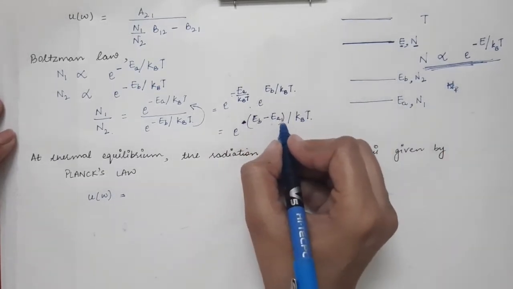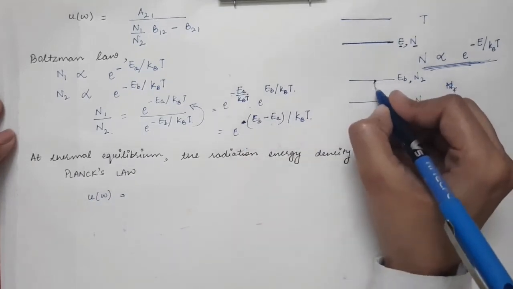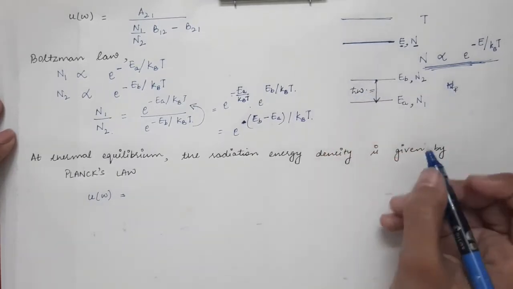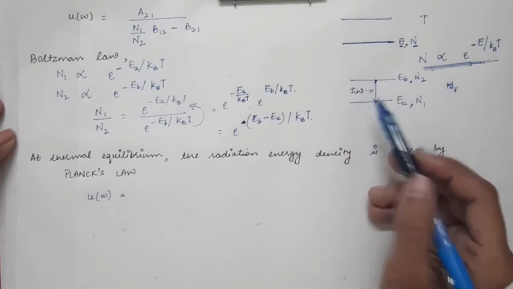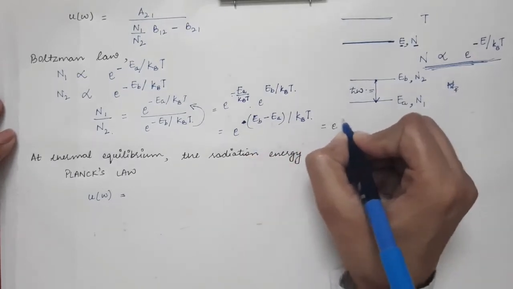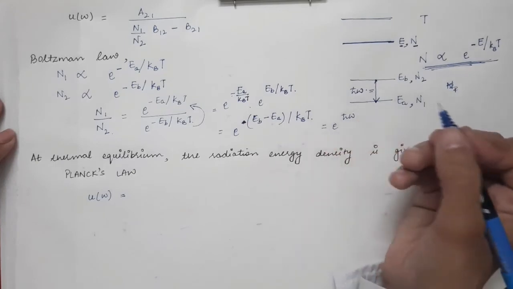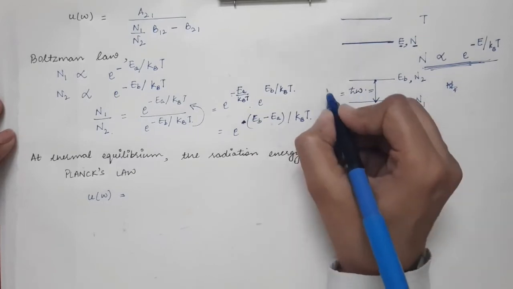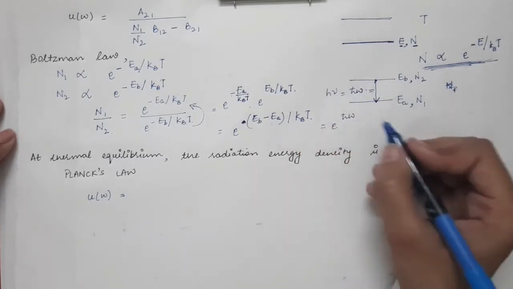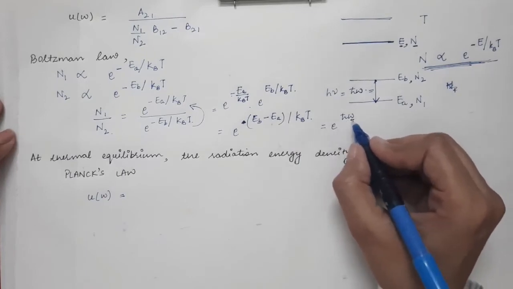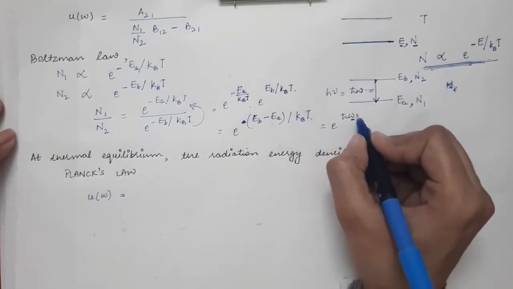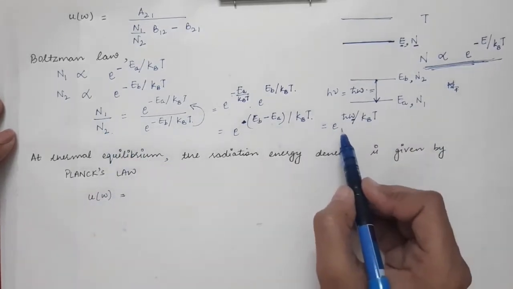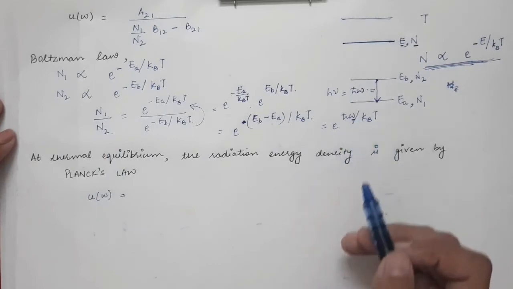And this EB minus EA, this difference in energy levels, is equal to h cut omega, and that we have already seen. Or you can simply write h nu. In some books this derivation is done in terms of nu, and in some books it's written in the form of omega. So N1 divided by N2 will be equal to e power h cut omega divided by kBT.